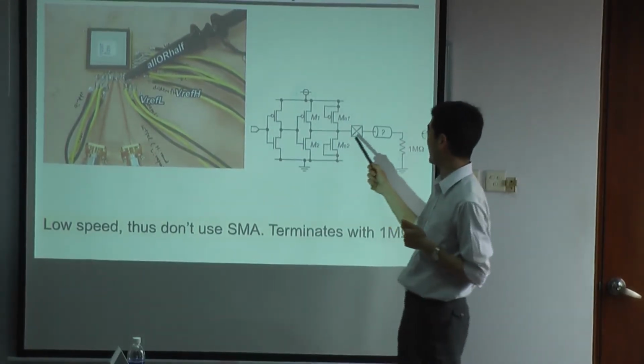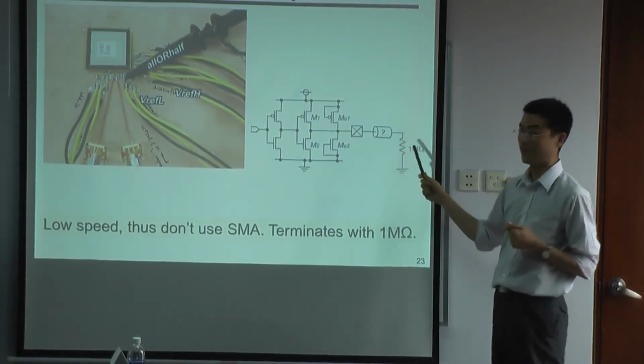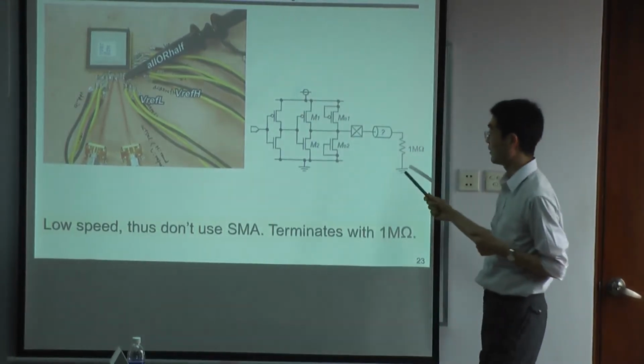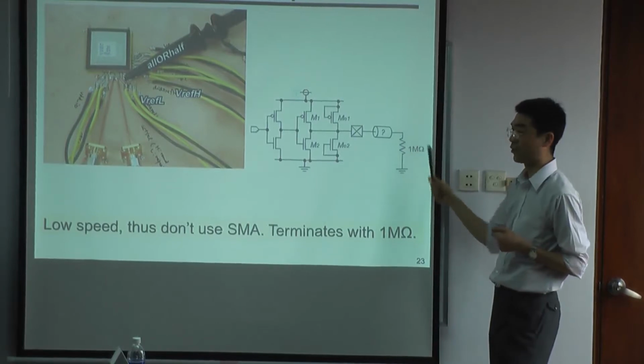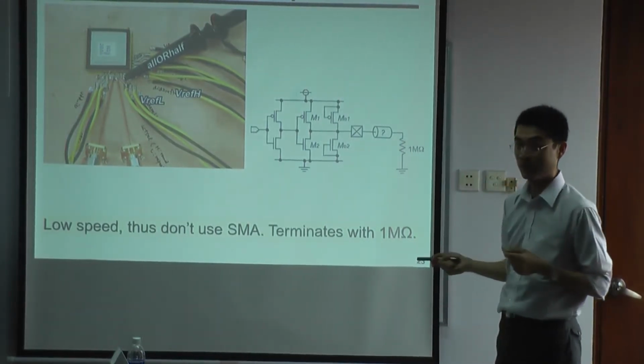And this prober is connected, and actually we don't know the characteristic impedance of this prober line. And when we measure this, the oscilloscope is at 1 megaohm, not 50.